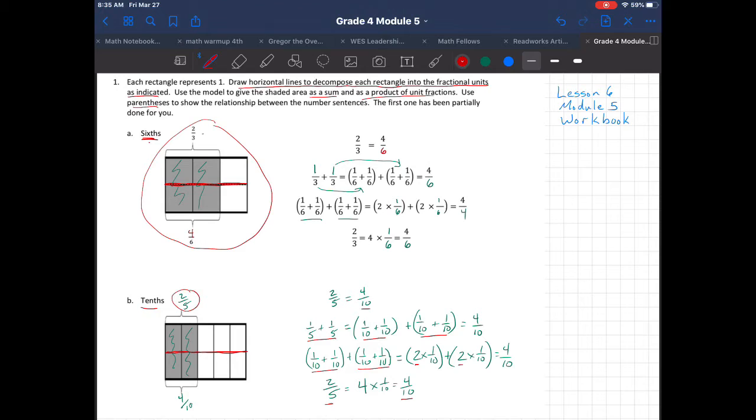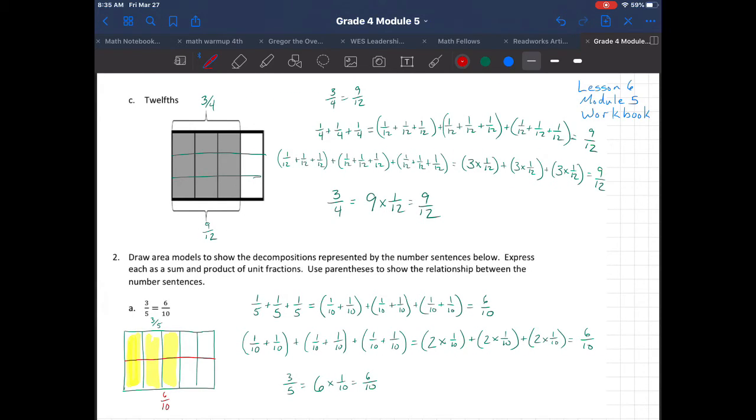If you need to pause this and go back and fix anything, feel free. If you shorten this up somehow, don't feel bad. This is an awful lot of writing, and some of it is very repetitive. Just make sure you understand the idea that 2/5 is equal to 4/10, and that we can break up the fifths into tenths, and we can say that adding a tenth and a tenth is the same as 2 times a tenth.